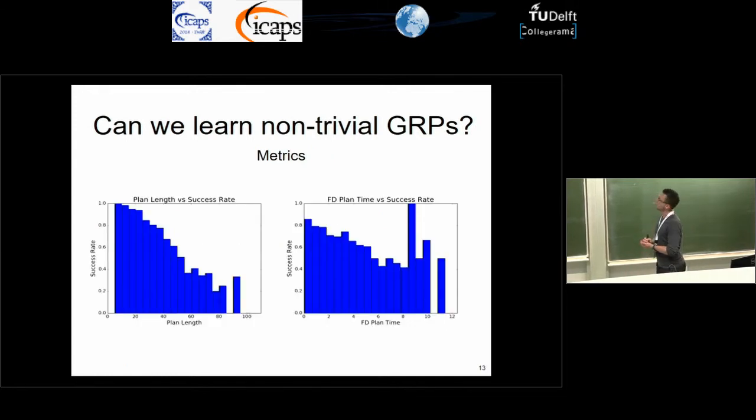We also evaluated various metrics, two of which are plotted here. On the left, we have the success rate as a function of plan length. And you would expect that longer plans are harder, and that's exactly what we see. As plan length increases, success rate decreases. We also evaluated success rate as a function of planning time of LAMA in the FD system. And you would expect that if the planner has a hard time solving a problem, then it must be harder. However, in this case, it was almost the case, except for that weird jump at the end, where the planner took a long time to solve these problems, but the learned policy was able to solve them easily.